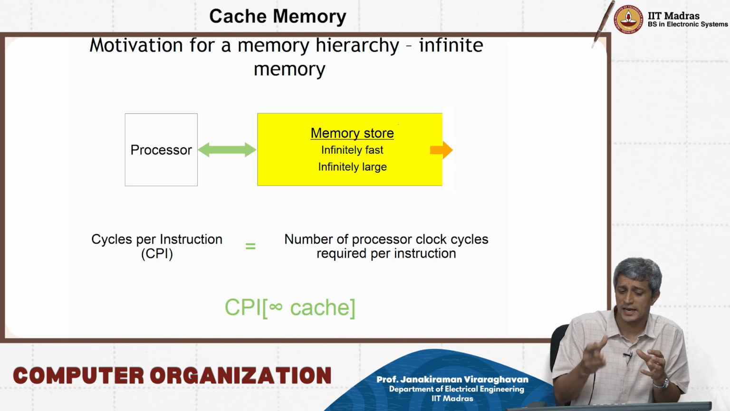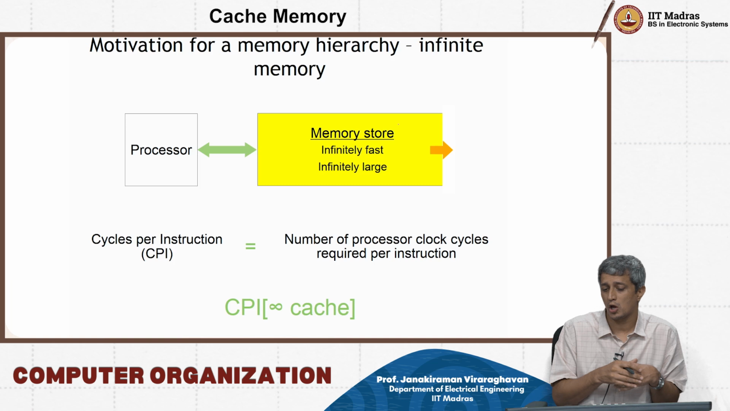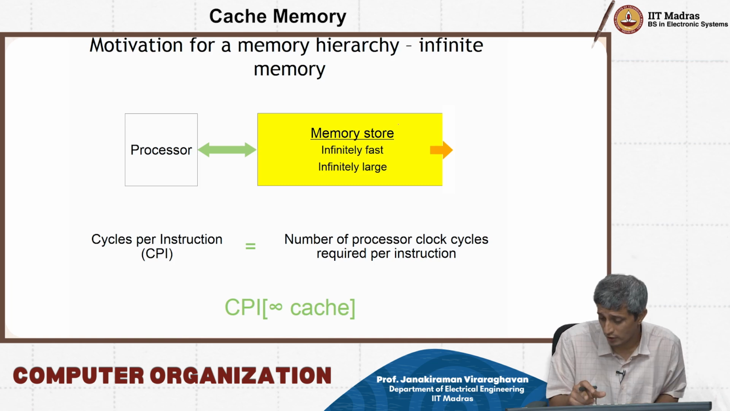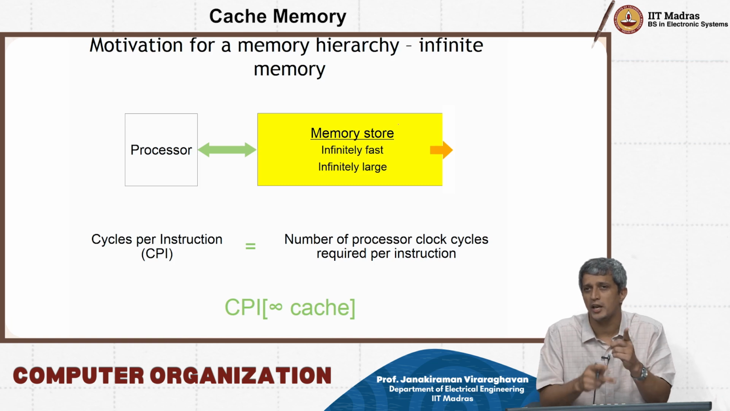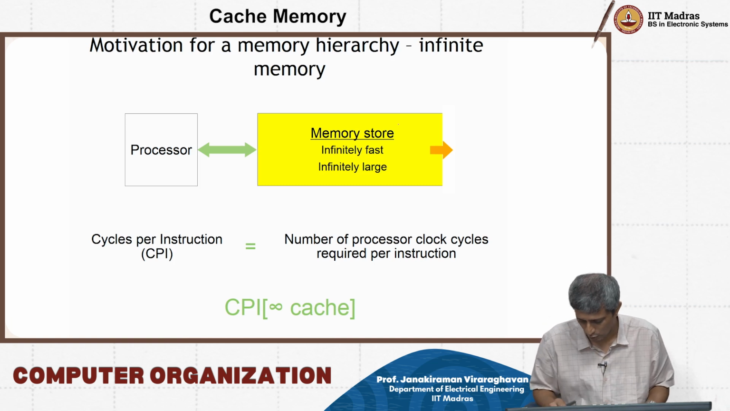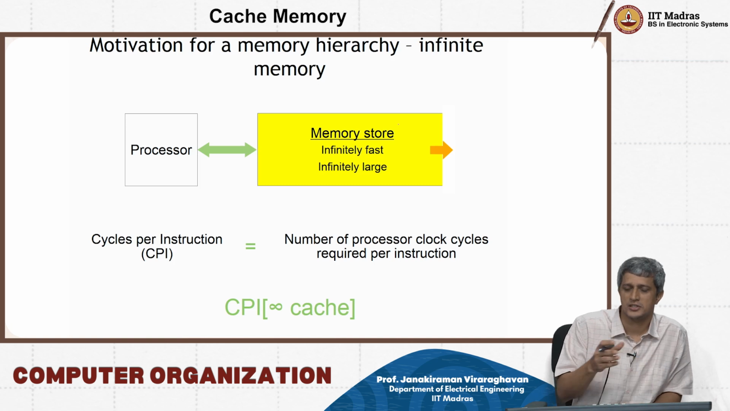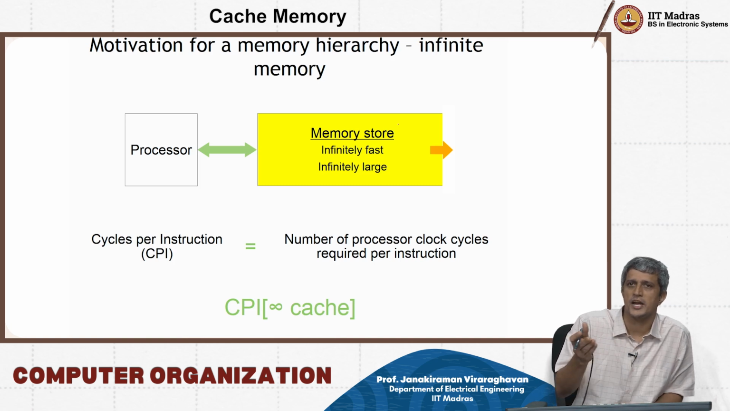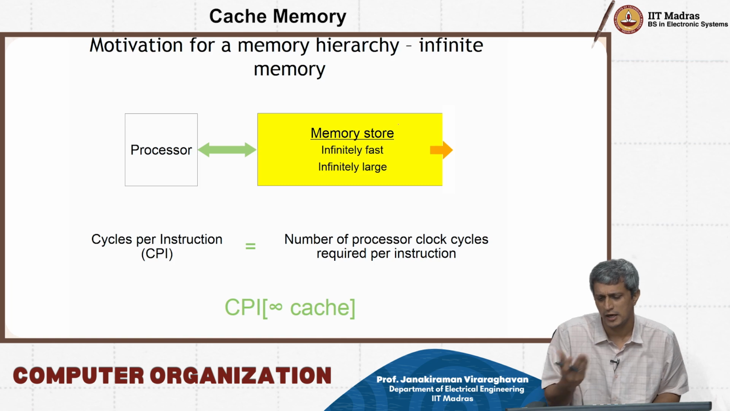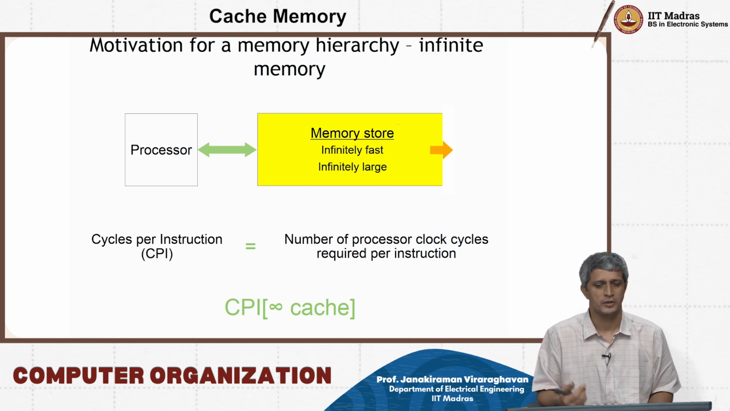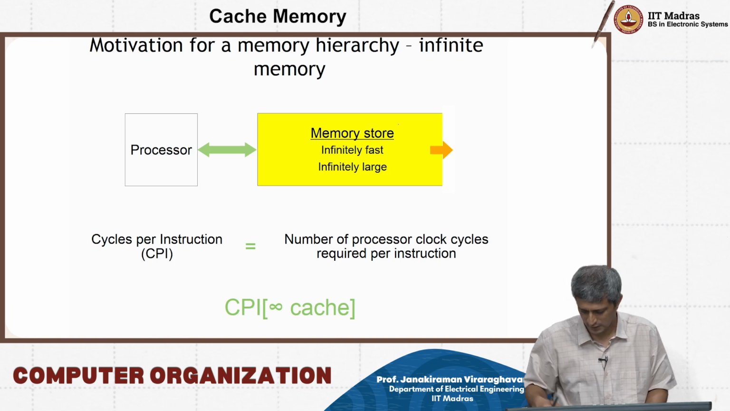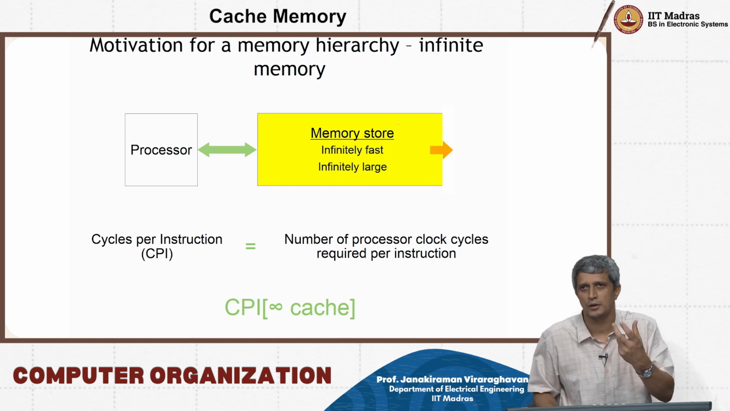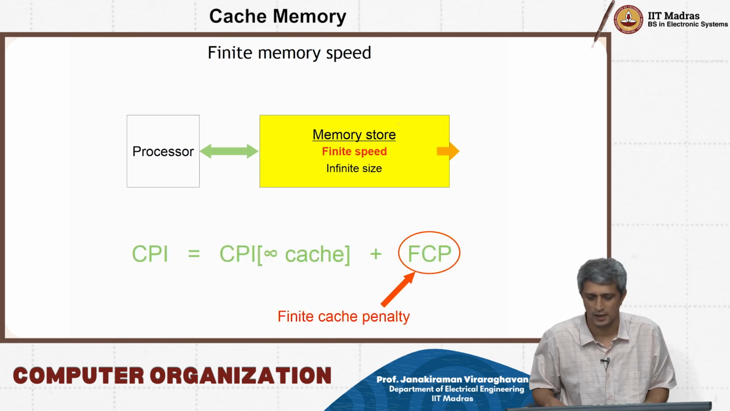Basically the idea is the cycles per instruction, we have seen this, is the number of processor clock cycles required per instruction. Remember, we are saying processor clock cycle because the processor's clock period can be different from that of the memory. And ideally we are saying that if you had infinite cache memory and infinitely fast memory, then I would get a certain CPI. That is the fastest that my processor could work at.